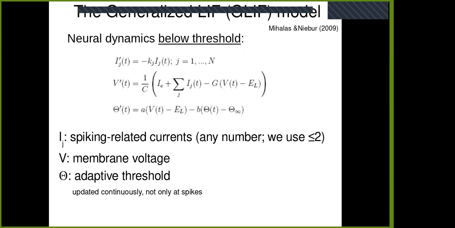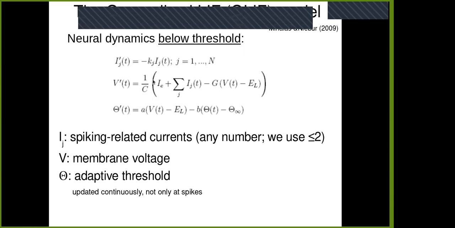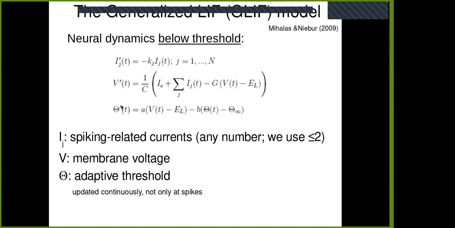Okay, so the third one is an adaptive threshold. That's the third equation. And here's my pointer. So it's again a first order differential equation.